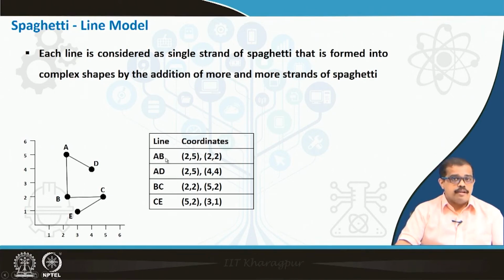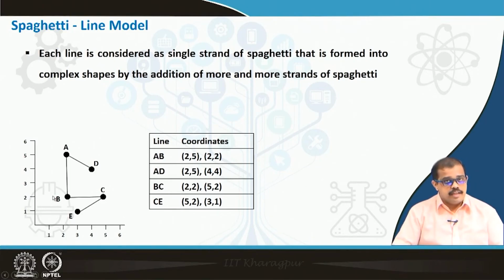Whereas when you look at AB, it is 2, 5, 2, 2. You see here A is representing 2 and 5, whereas B is representing 2, 2. So each of these segments is considered as a single strand.